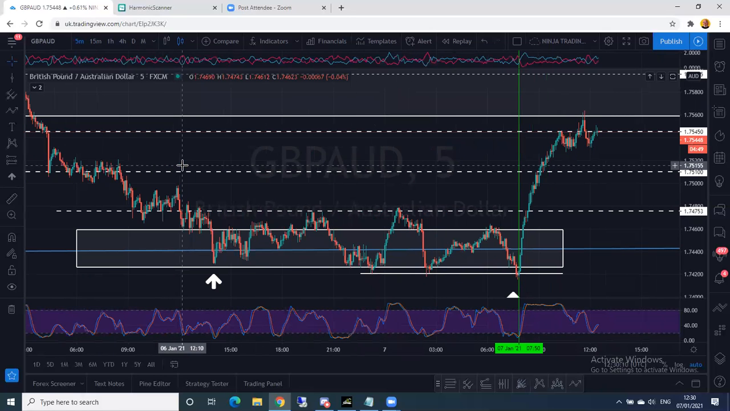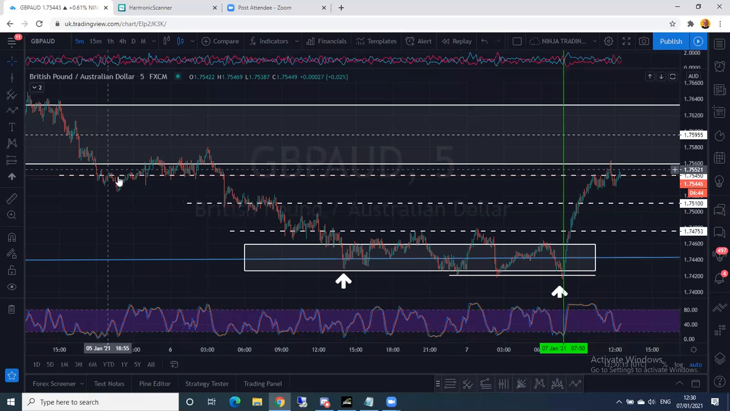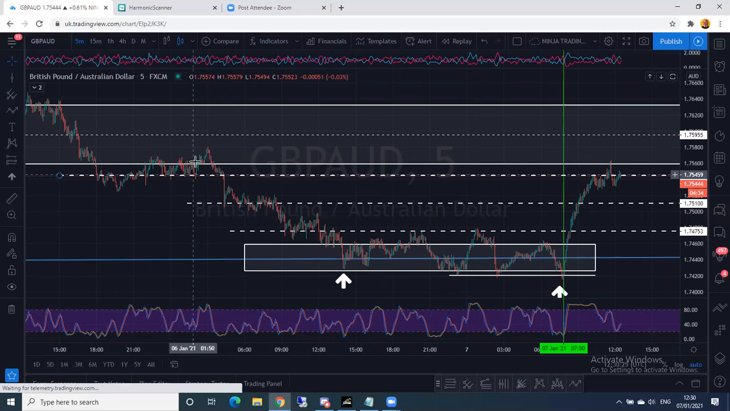And then if we go back a bit, we've had around this area here another area of support and resistance. You see where price has come down and tested, pushed up, come down, tested, come down, tested, come down and tested, and then broke through.